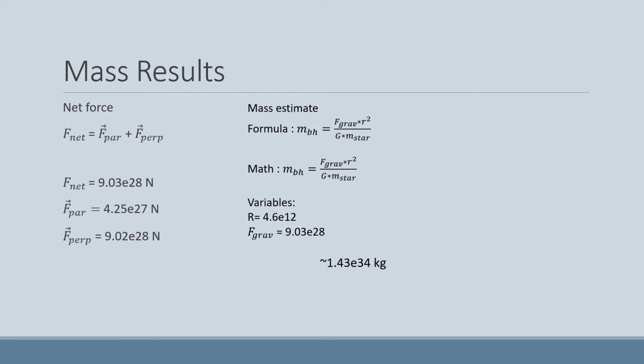Using this number as our force of gravity and having our code output our final R, we rearranged the F gravity formula to solve for the mass of the black hole and got our number to be around 1.43 times 10 to the 34th kilograms.